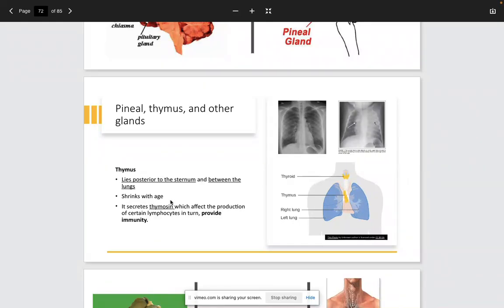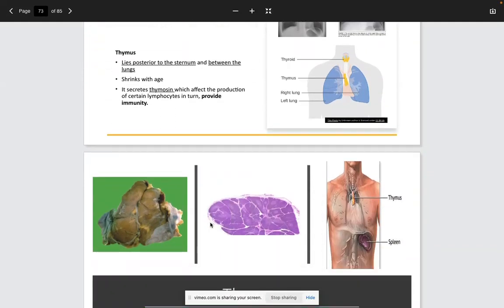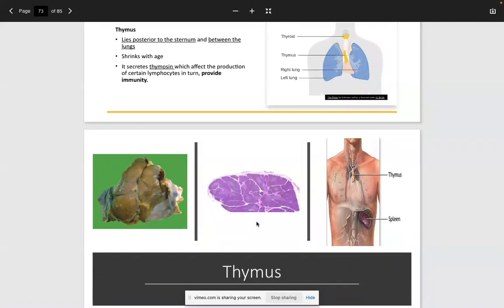It shrinks with age, secretes something called thymosin, which affects the production of certain lymphocytes. The lymphocytes are going to be the T lymphocytes. T for thymus. T lymphocytes for thymus. And in turn, it provides immunity. This is just a picture depicting exactly, again, this is going to be sternum, the outer portion, and it's directly posterior here. If you were to break the thymus up, you would be able to see the different areas. It's an encapsulated organ.